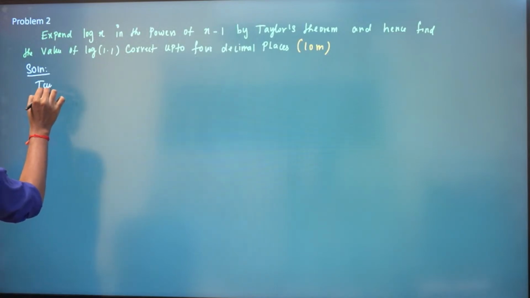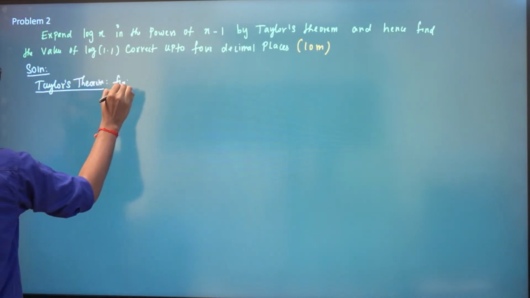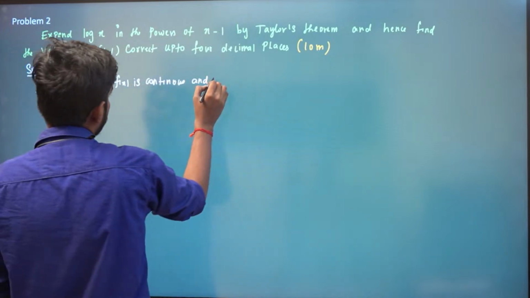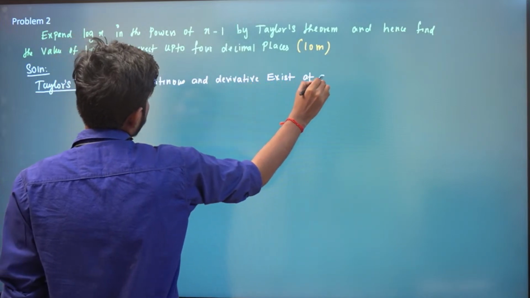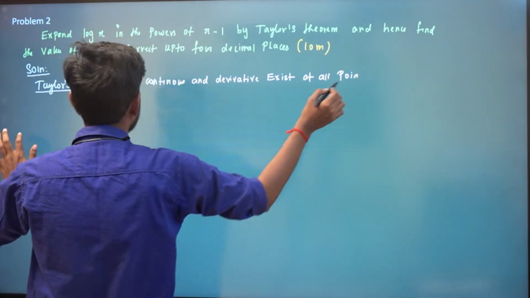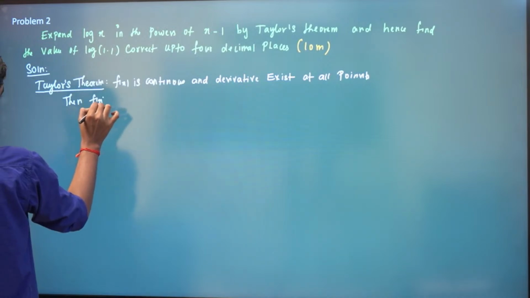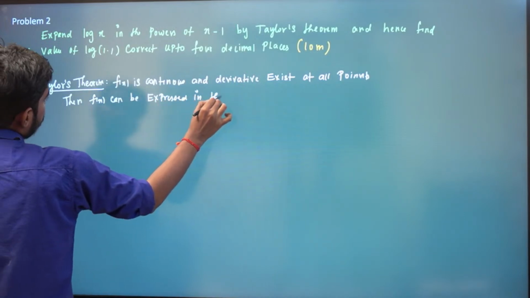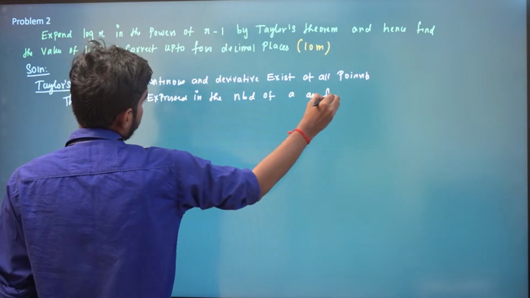So what Taylor's theorem says is your f of x is continuous and the derivative exists at all points, then this f of x can be expressed in the neighborhood of a as follows.